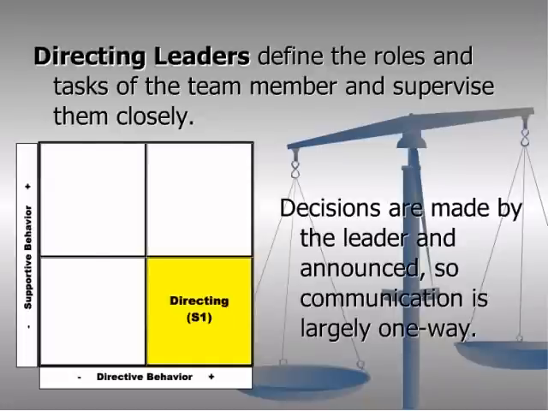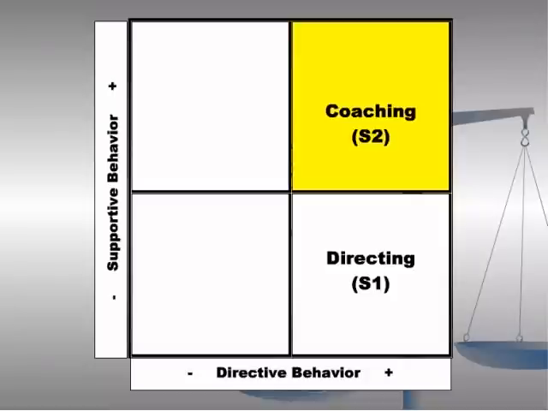One characteristic of the directing leadership style is that decisions are made by the leader and announced, so communication is largely one-way. As we move through the grid, the next leadership behavior we will look at is coaching. If the team member has some experience or ability, but possibly lower motivation, a coaching leadership style may be most applicable to this situation, providing more direction and support.